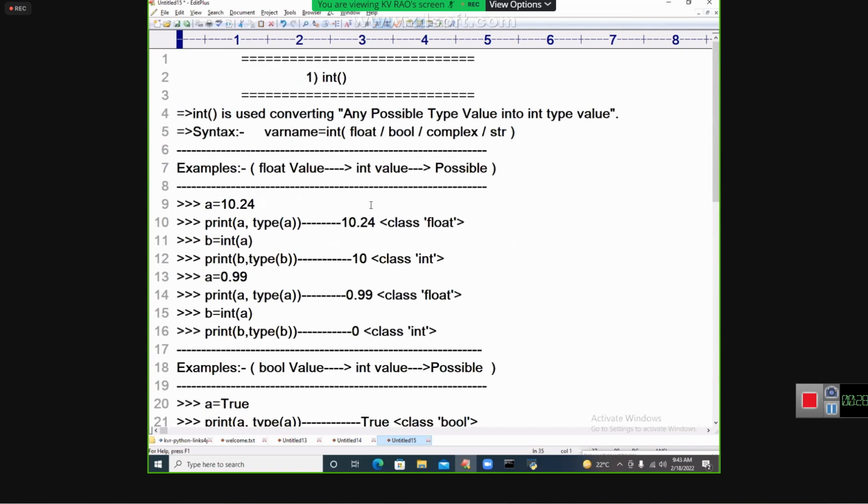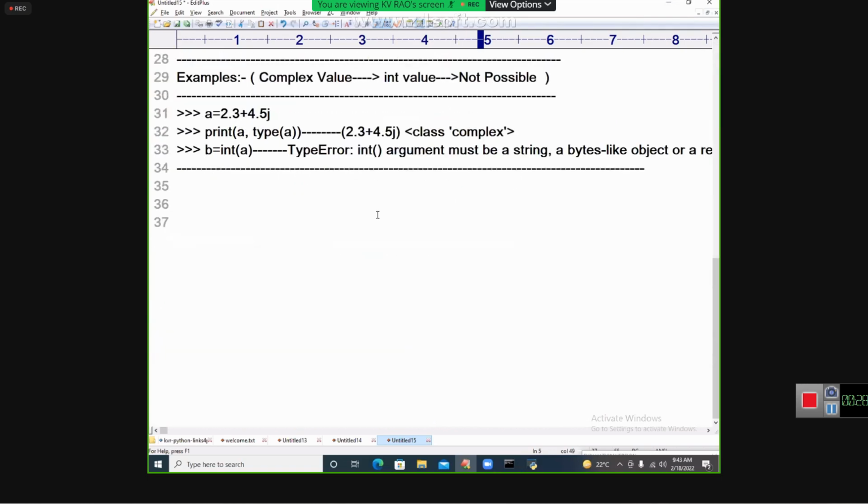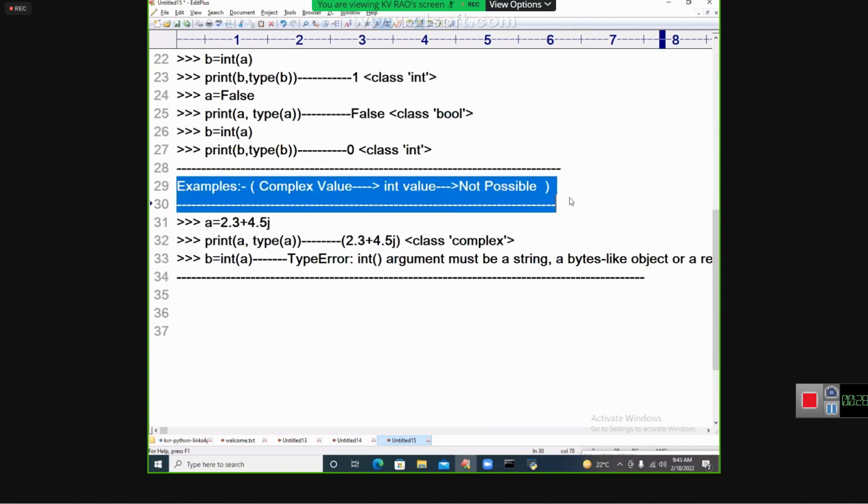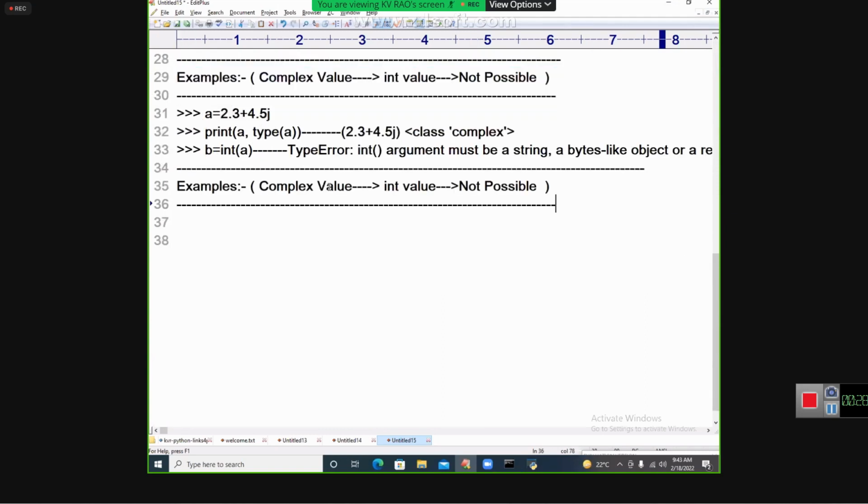Yes, come on now. I will go for complex, you have seen. Now I will go for STR. Now let us go to the next discussion called what? STR. See, my dear students, STR value. STR value into what type? Into int value. Possible or not possible, I want to show you.